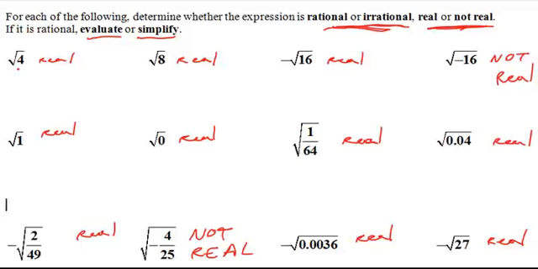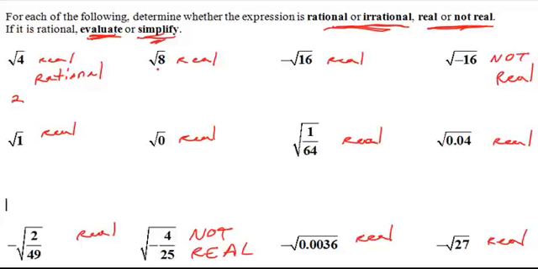We're going to go back to all the ones that are real and determine whether they're irrational or rational. Do we have a perfect square? Is that on our list? Well, 2 squared is 4, so this is rational. So therefore, we need to evaluate this or simplify. What is the square root of 4? What number squared equals 4? 2.